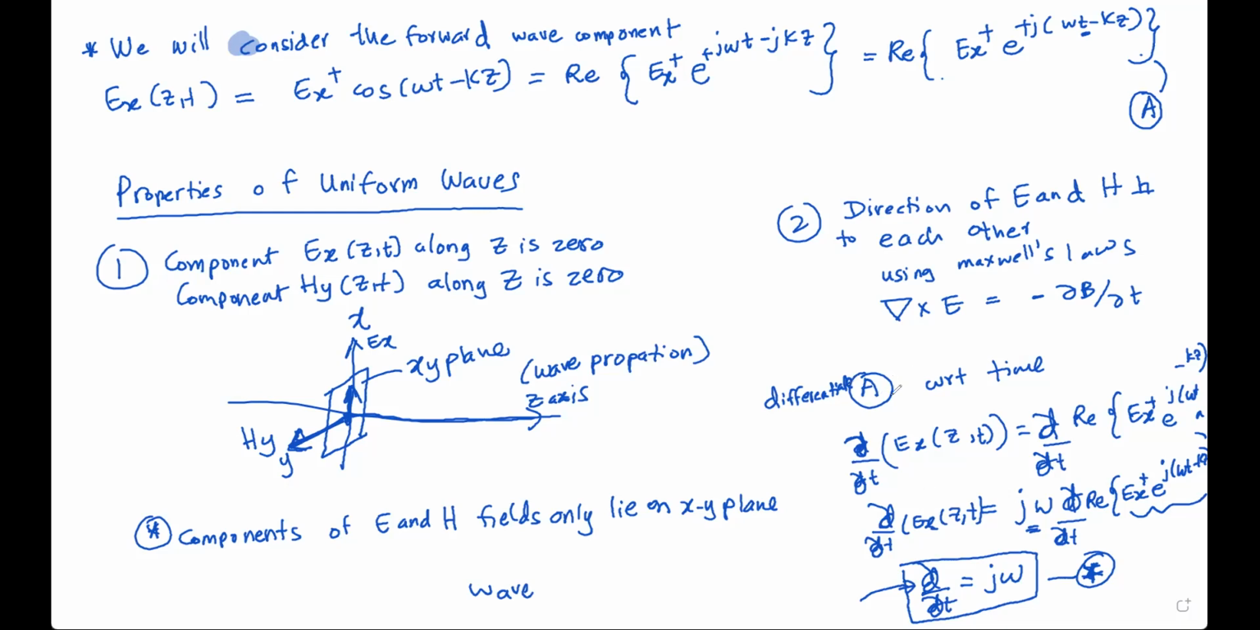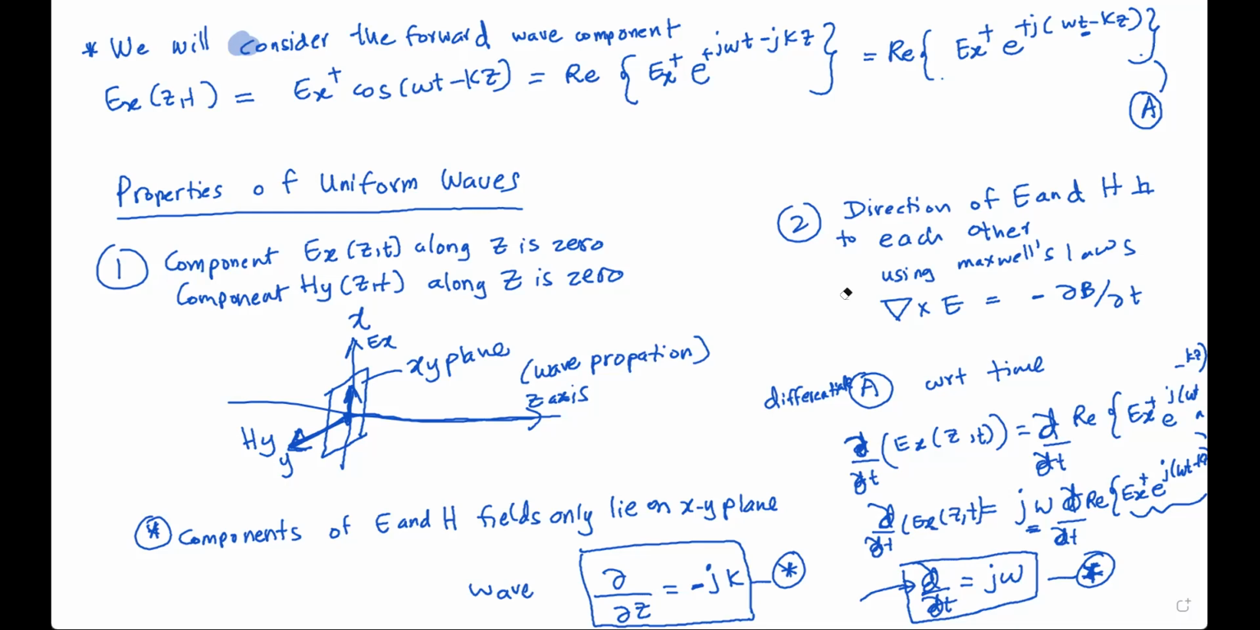Apart from that, we can also differentiate the equation capital A with respect to z, right? Once I differentiate the capital A equation with respect to z, I will get another result saying partial derivative with respect to z is equal to minus jk, because the minus sign is there in front of k. So we have minus jk as the result of the partial derivative with respect to z. So we have these two results, and we need to use them in our equations. We will be able to make our derivations easy with these results.